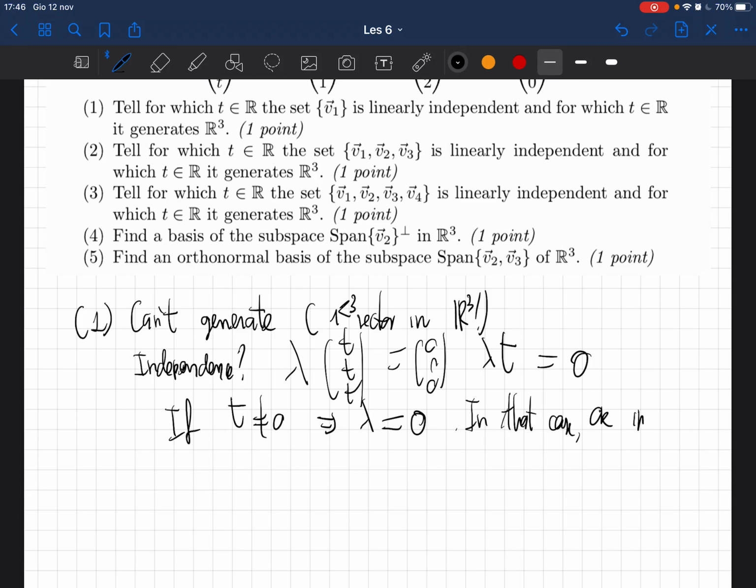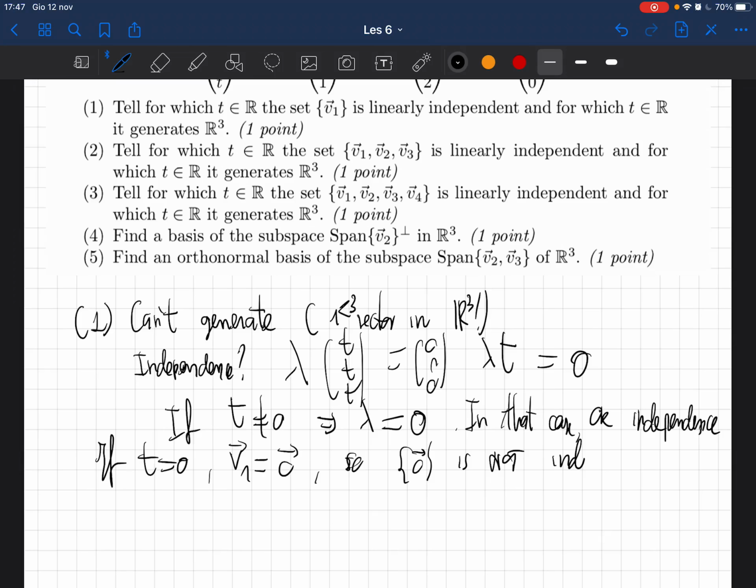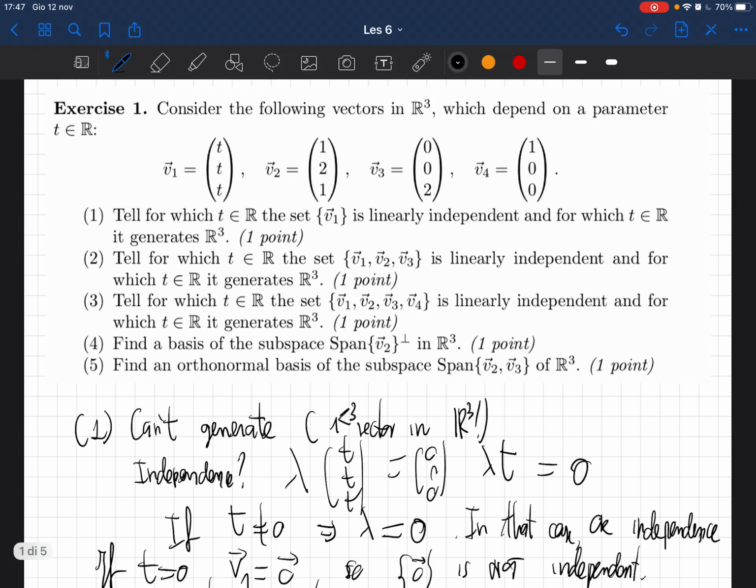But if t is equal to 0, then it's the zero vector. So the zero vector is not independent. This is what we know.